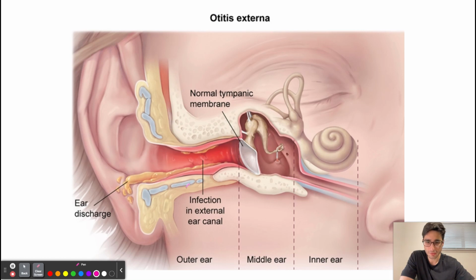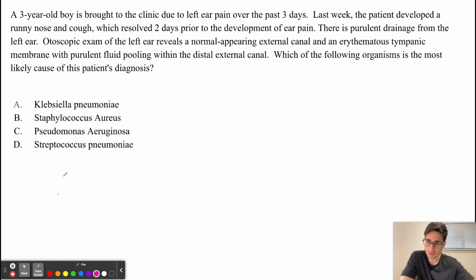With otitis externa, we only have infection of the outer ear, so the tympanic membrane is going to be normal. Whereas with otitis media, remember that we have this purulent fluid that has built up behind the tympanic membrane, and that purulent fluid can put pressure on the tympanic membrane, causing inflammation and causing the tympanic membrane to bulge outwards, which we can see on otoscopy. So to answer the question, the answer choice is going to be Strep pneumo, which is answer choice D.